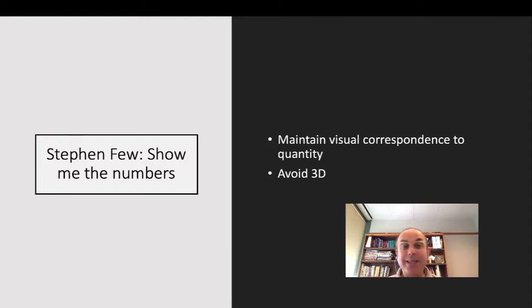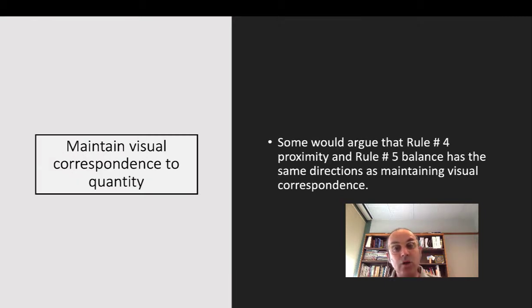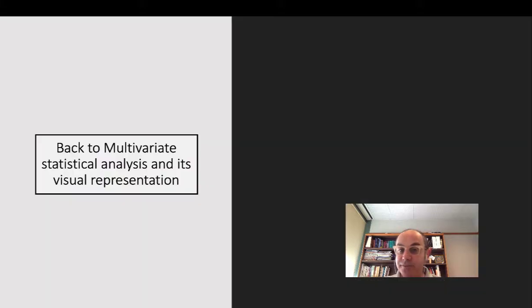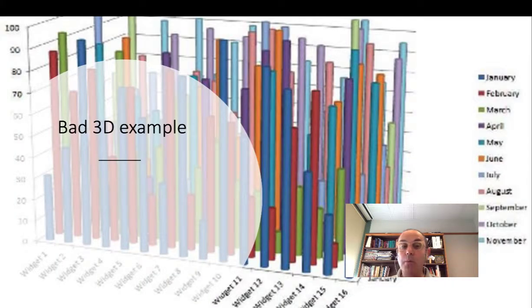A textbook, a big textbook, Stephen Few showed me the numbers, talking about maintaining visual correspondence to the quality. And he repeats, I think one of the main themes that he repeats again and again, is to try to avoid 3D. So some argue that rule number 4 and rule number 5 in our previous 5 principles of design, the rule of balance, has some direction as maintaining visual correspondence. So the idea is a bad example, and the idea of how it can be applied to multivariate.